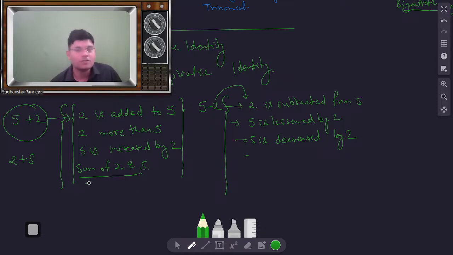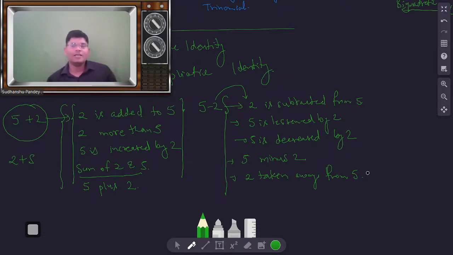Okay, we can also say it like this as well. Sometimes this seems to be very funny. 5 plus 2. So you can also say 5 minus 2. Minus is also 2 taken away from 5. 2 taken away from 5, not by 5.